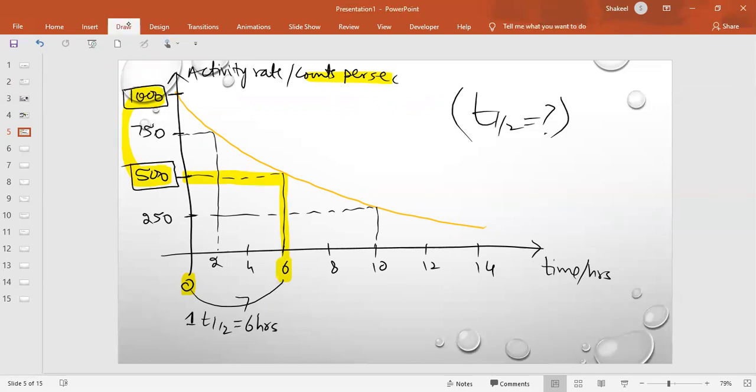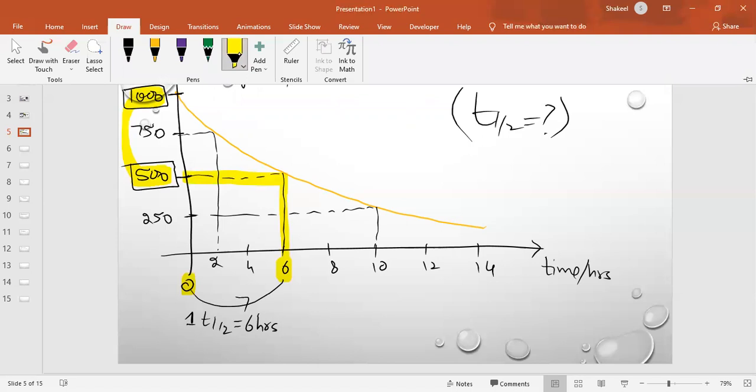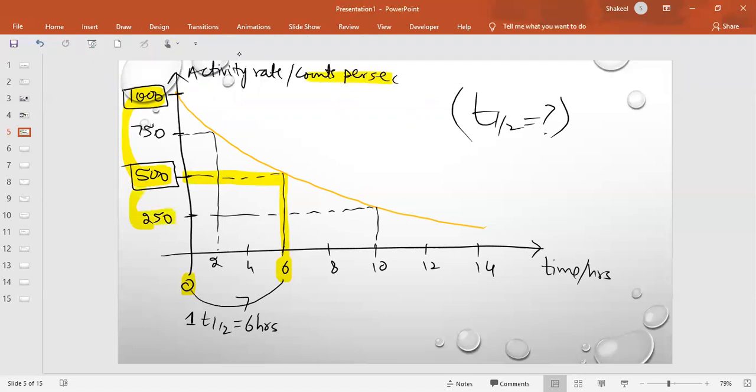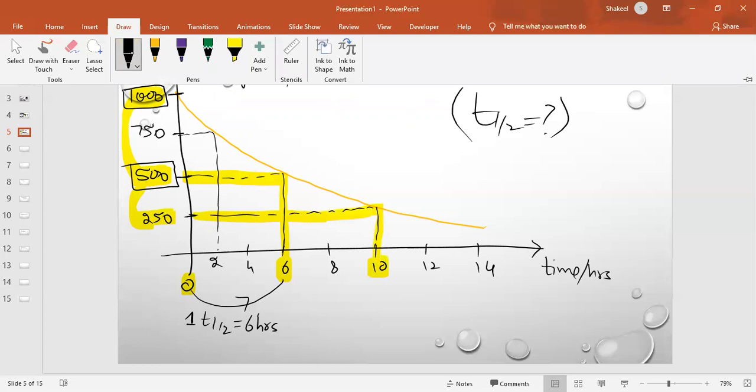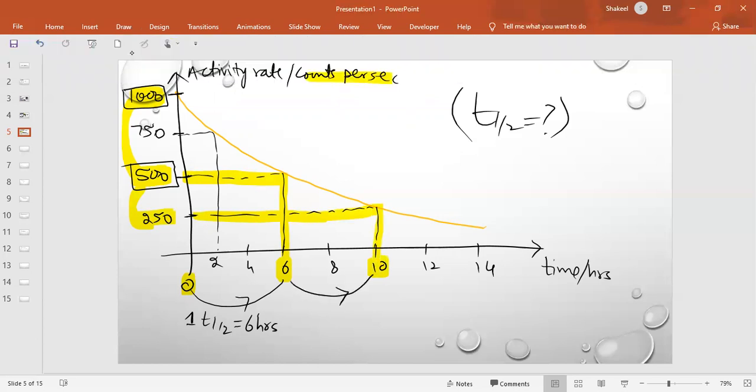Now we have to look for the second one, that is from 500 to half of it, which is 250. So when you look over here in the table, it is 10. So we'll see that from 6 to 10, 4 hours are there. So the second half-life is 4 hours.